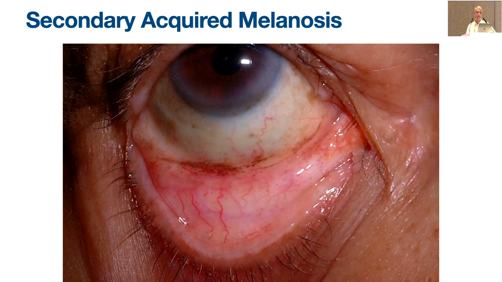This is an example of a secondary acquired melanosis, pigmentation in the fornix caused by chronic use of an eyeliner.